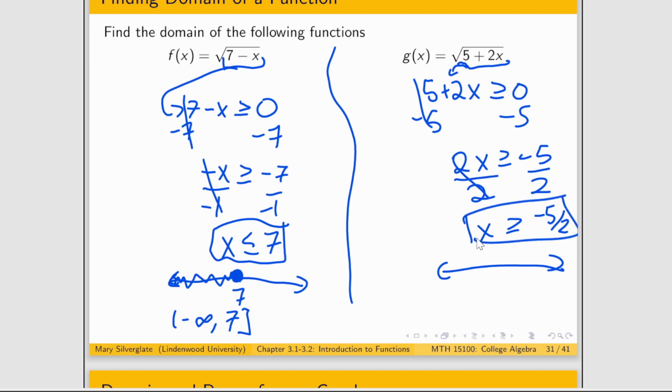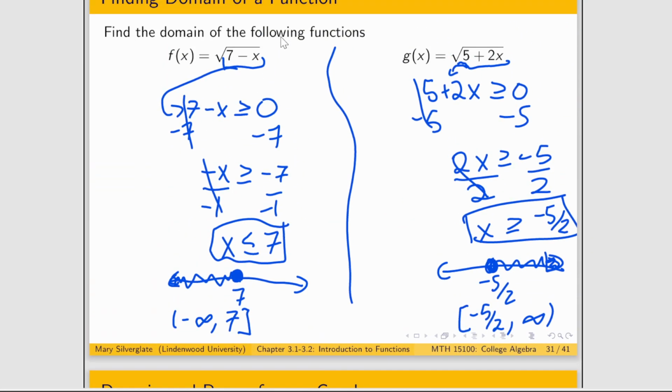If I ask for inequality notation, you would be done. If I ask specifically for interval notation, it's helpful to plot this on a number line. All numbers bigger than or equal to, closed circle for the or equal to, negative 5 halves. And then I translate that to being negative 5 halves with a bracket because it's allowed to equal, all the way to positive infinity.